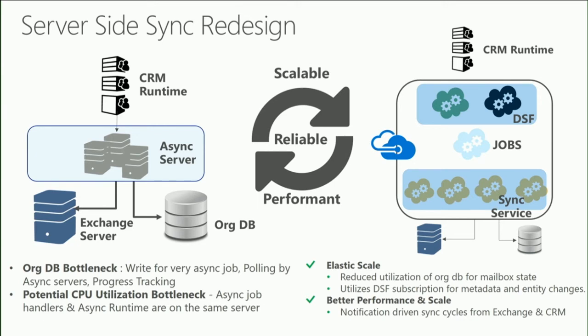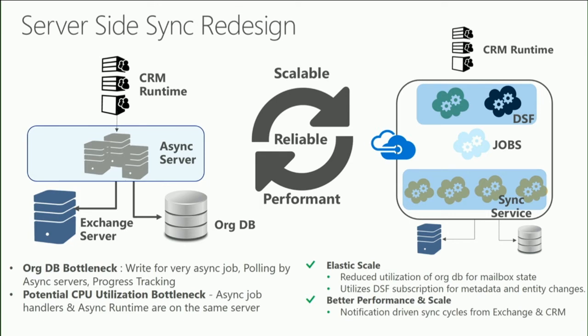And one of the things that we saw, especially in online, and of course it can impact on-prem also, but on-prem you have a lot more control in terms of how you deploy your async service and whatnot, is that the OrgDB has been a bottleneck, as well as there is a potential CPU utilization bottleneck, because several other jobs are also running on the async service. How do we make it more reliable, more scalable, and keep it performant? That's why we are moving towards this new architecture that is going to get deployed soon.